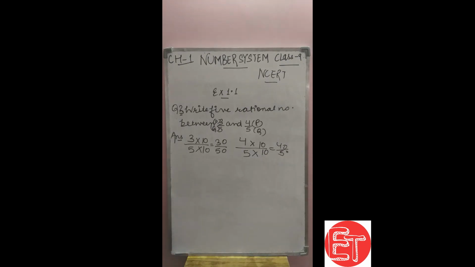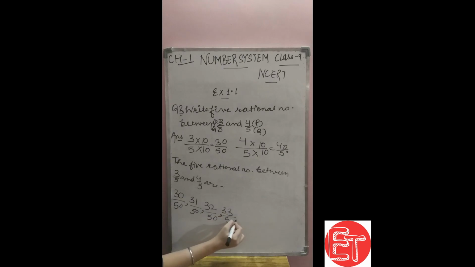We have to take out 5 rational numbers. So we will write the 5 rational numbers between 3 by 5 and 4 by 5 like this: 30 by 50 is given to you. So we will write 31 by 50, 32 by 50, 33 by 50, 34 by 50, and 35 by 50. So that's your answer.